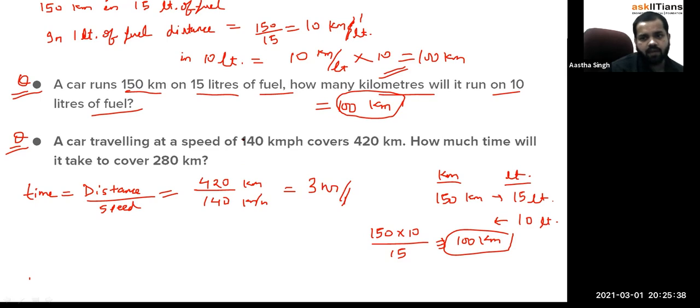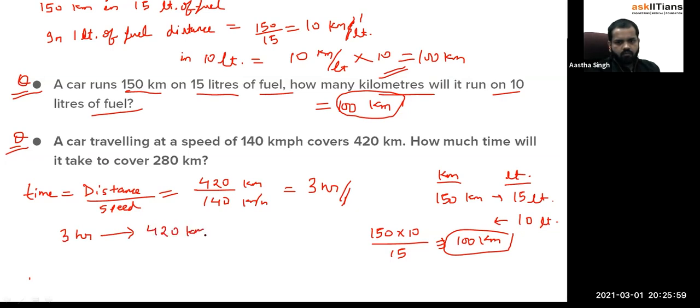A car traveling at a speed of 140 kilometers per hour covers 420 kilometers, so I have calculated that it will take 3 hours. How much time will it take to cover 280 kilometers? The question is just saying that in 3 hours the car is covering 420 kilometers, and asking in how much time 280 kilometers will be covered.